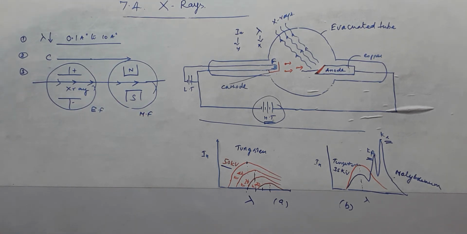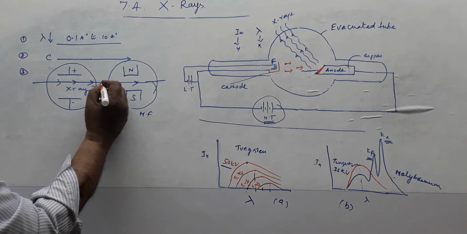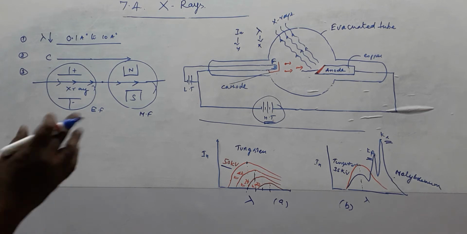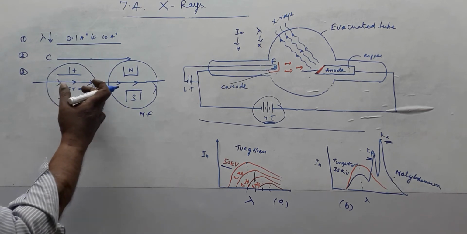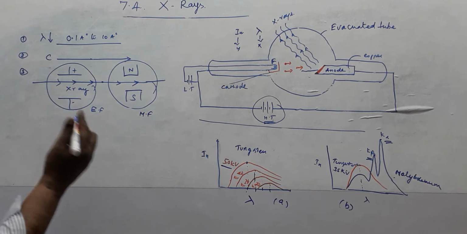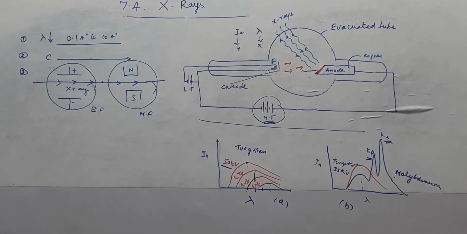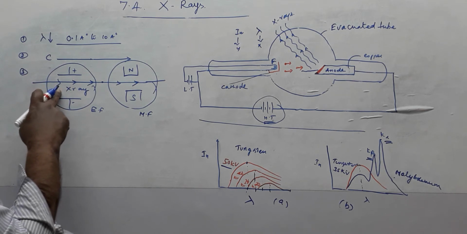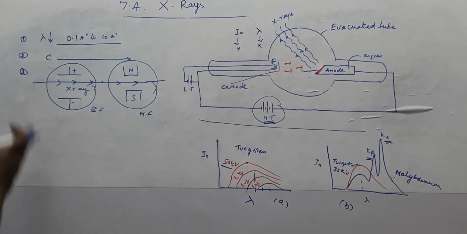It leads to the conclusion that there is no charge on this particle. There is no charge on this X-ray particle. That means all the particles which are emitted by the anode, tungsten or molybdenum, are purely chargeless particles but more energetic particles. That is a very important point. It will not be affected by either an electric field or a magnetic field. It goes in a straight line.